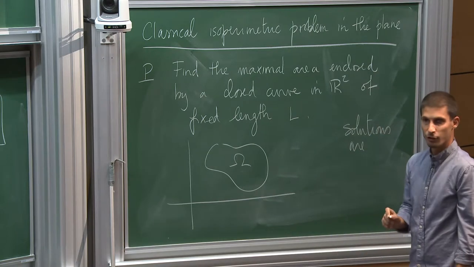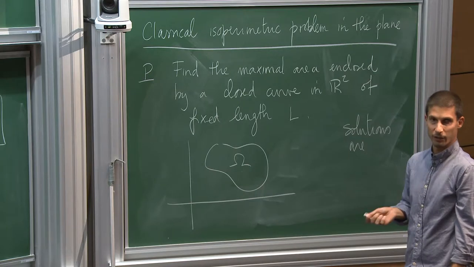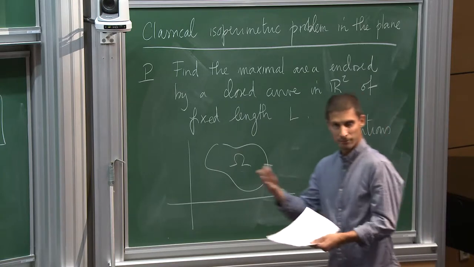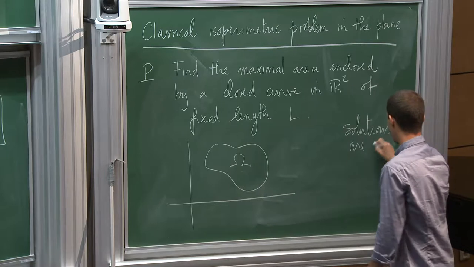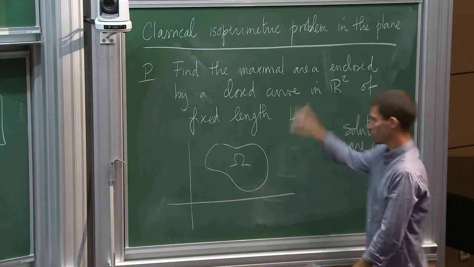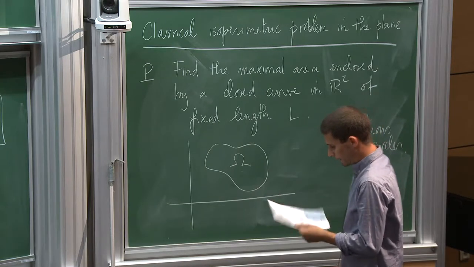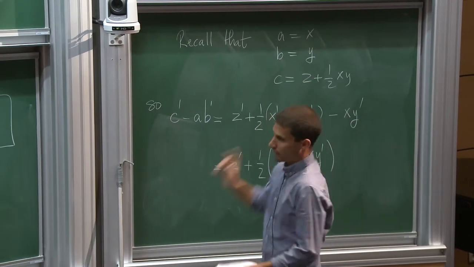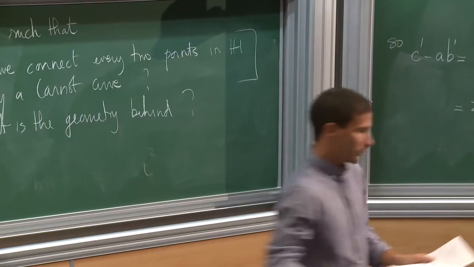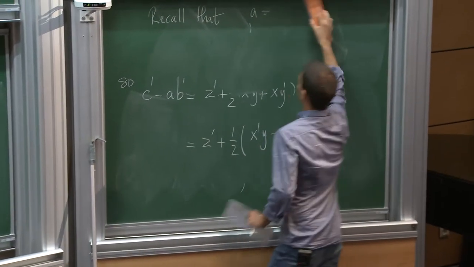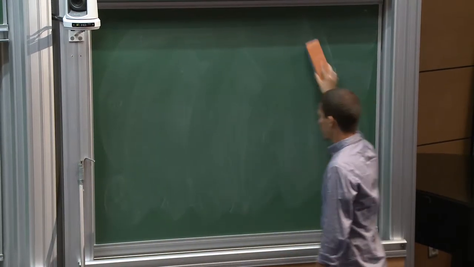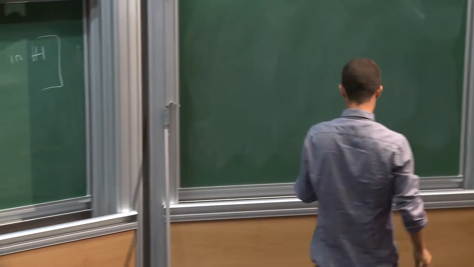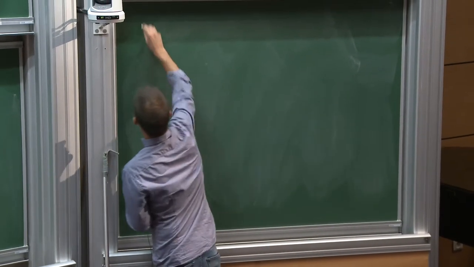So here my goal is not to solve the problem because we know the answer, but more or less as I did at the very beginning, to use something that I know to motivate the underlying geometry. So solutions are circles, in the sense that circles maximize. And the dual is an isoperimetric problem, if you want. So here we are fixing the length and trying to maximize the area. So what we can do on the other side, dual problem in the sense that we want to fix the area we are enclosing and minimize the length of the curve.